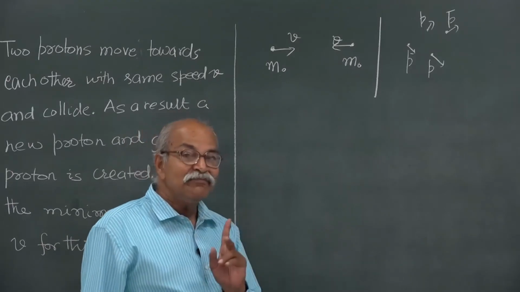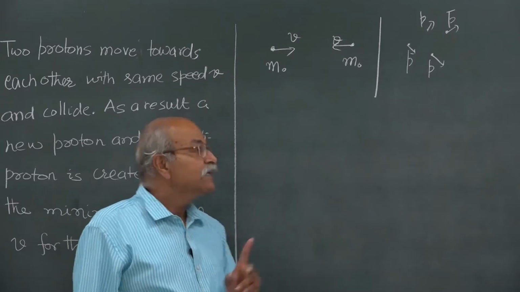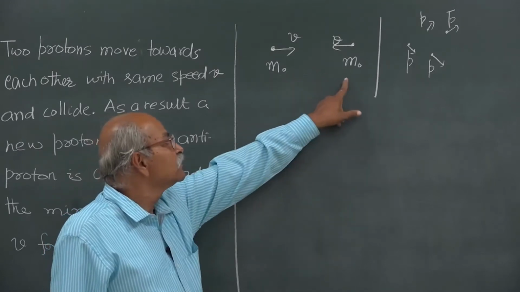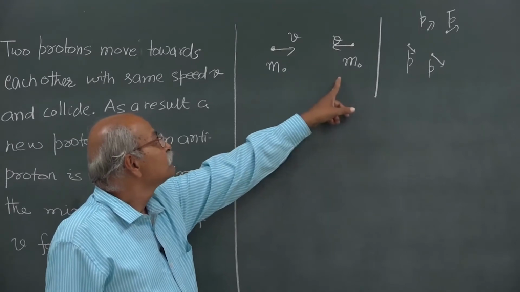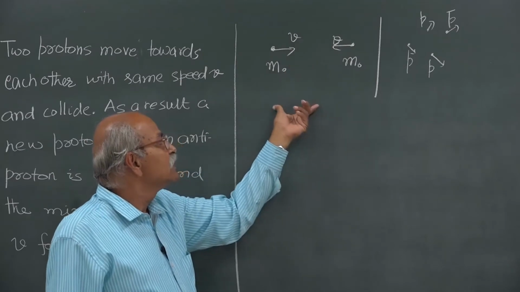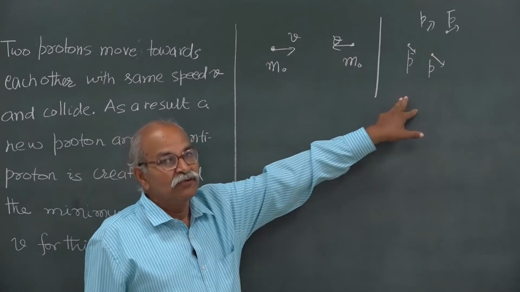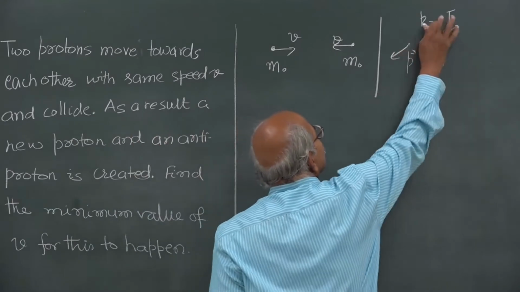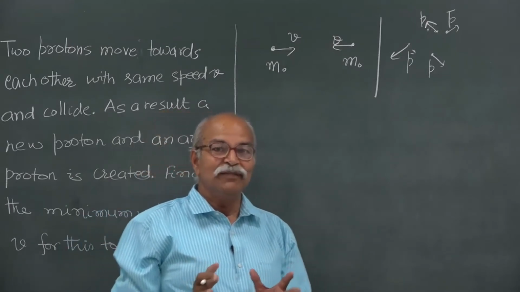The linear momentum must be conserved, this is important. The linear momentum must be conserved, and here the linear momentum is 0. The 2 particles have identical rest masses m naught, m naught, and the speeds are also identical. So, the total linear momentum is 0, they are in opposite directions. Here also the total linear momentum should be 0, and therefore our arrows must be different. Some of the arrows should point in the opposite direction, so that the total linear momentum is 0.